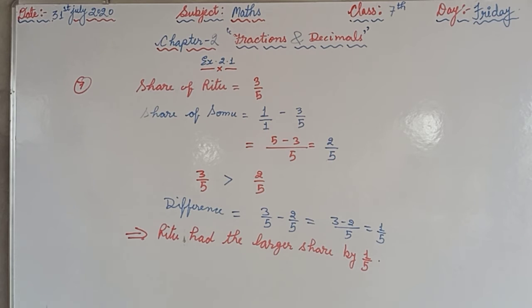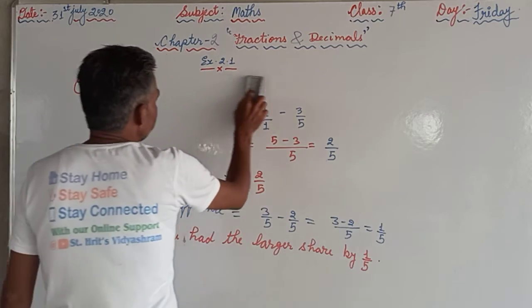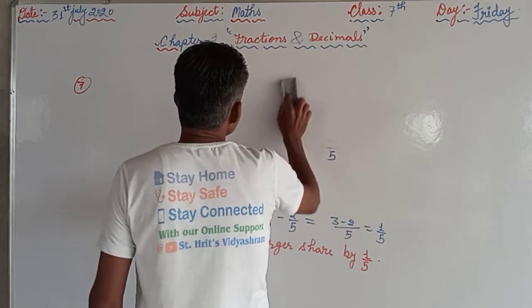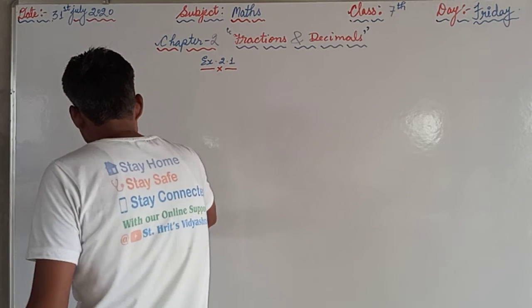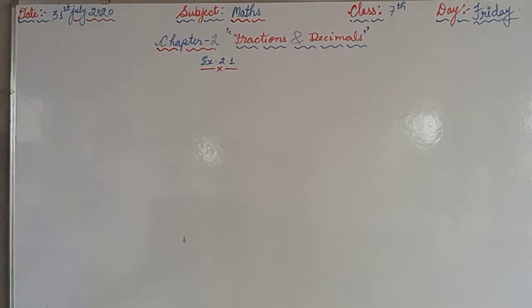Now question number 8, I will read first of all for you. Michael finished coloring a picture in 7/12 hours. Weber finished coloring the same picture in 3/4 hours. Who worked longer? By what fraction was it longer? So again the same question is there. We have to compare, and we are supposed to find how much the difference is. So that is question number 8.